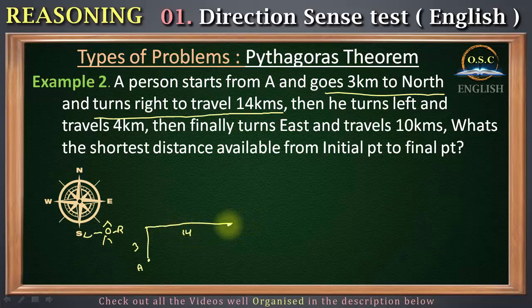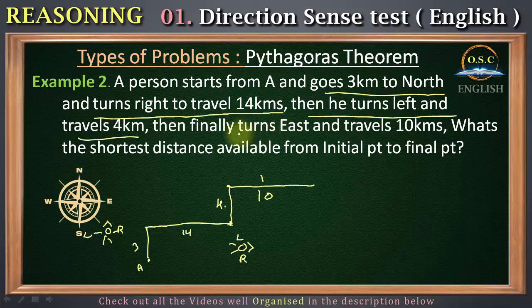Okay, then he reaches this point and turns left and travels 4 kilometers. So this time if he is facing this side, this will be his left, this will be his right. If he turns left and travels 4 kilometers, till here the diagram is this type. Then he finally turns east. If he is here, east will be to his right. He turns towards east and travels 10 kilometers.